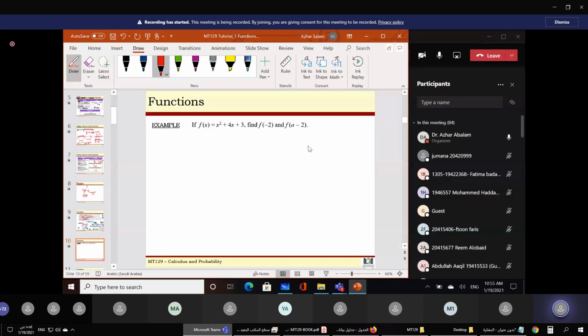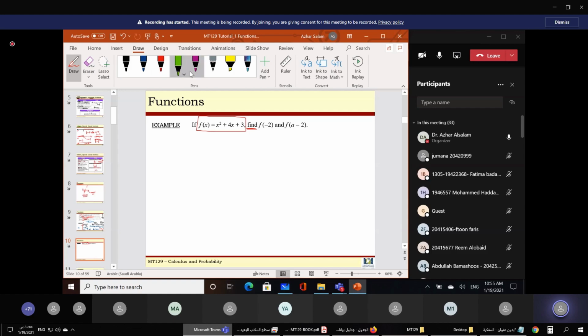Now, some applications on functions. For example, if you have this definition of a function f, x squared plus 4x plus 3, this is the given definition. Here, the claim is: find f of minus 2 and f of a minus 2.